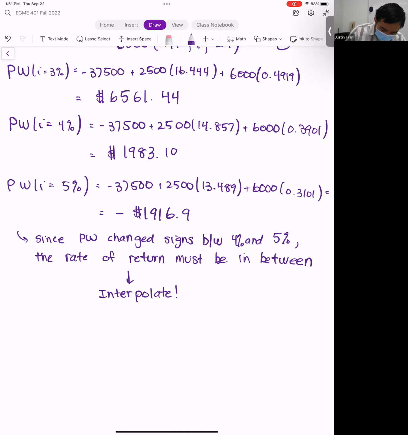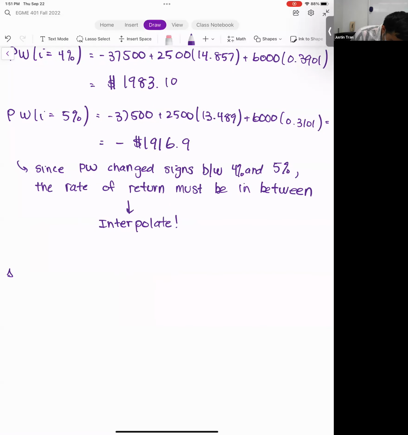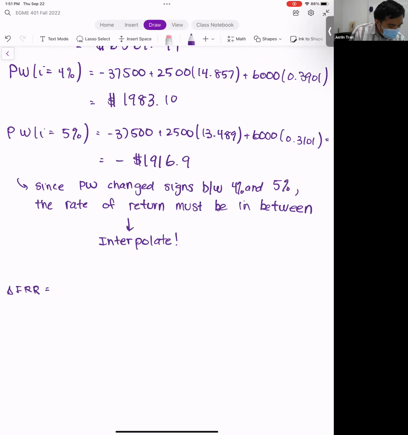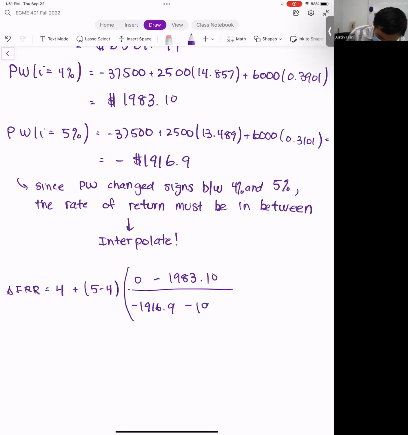All right, so if we interpolate, then what we're going to get is the delta IRR. For the interpolation formula, we start with I low. I low in this case is 4% plus the difference between them, so it's 5 minus 4, times the difference of the present worths. So we do 0 minus 1983.10, divided by 1916.9 minus 1983.10.